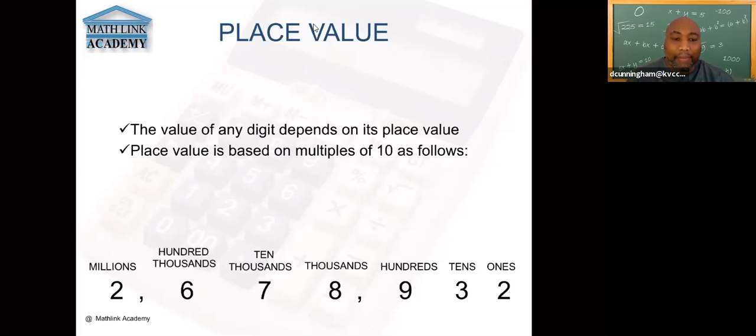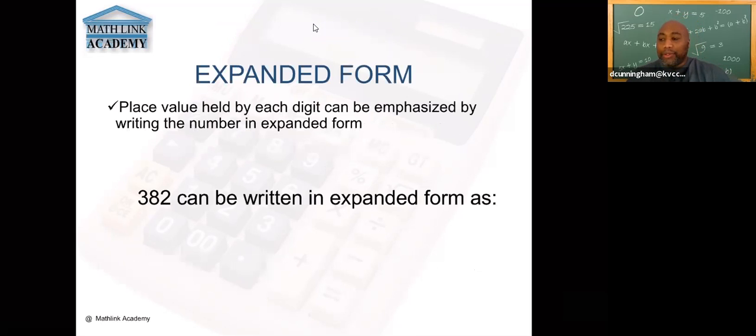Then we have a comma, and after a million is a billion. Then we repeat the cycle again. Then we have 10 billion and 100 billion. And so the cycle repeats over and over again. Again, we start with ones, tens, and hundreds. Those are our place values for our numbers.